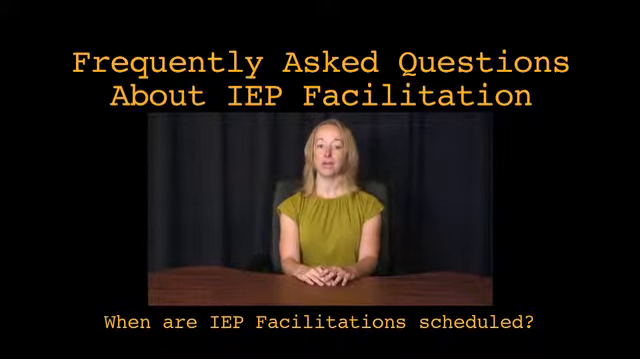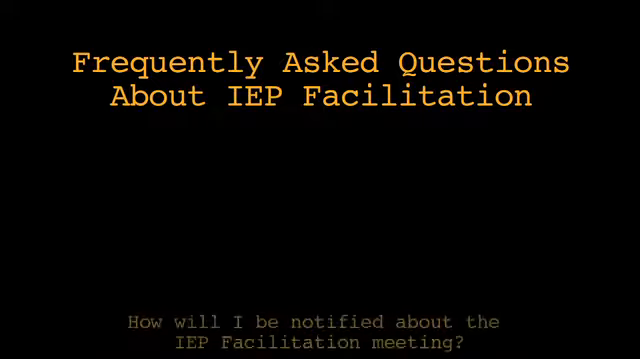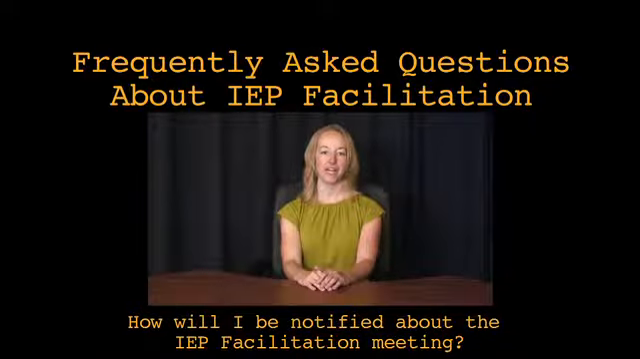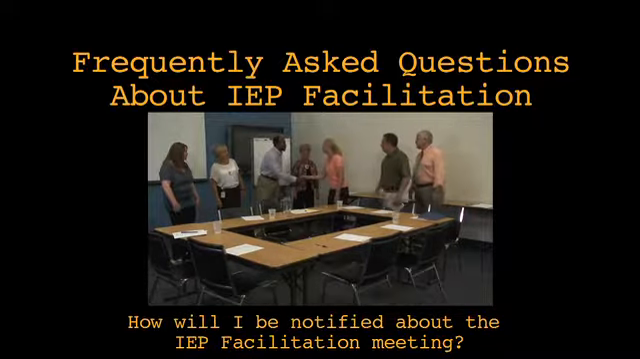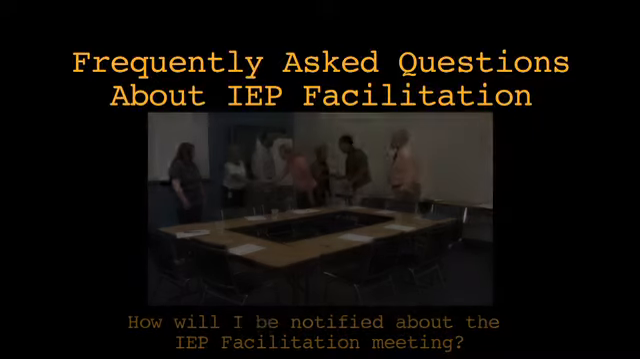Just as for any IEP meeting, the IEP facilitation meeting is scheduled by the school at a time and place that is mutually agreeable to all required IEP team members. How will I be notified about the IEP facilitation meeting? Notification about an IEP facilitation meeting is the same as any other IEP meeting. The school district is still required to give proper notice of the IEP meeting to the parents, including the purpose, time, location, and list of who has been invited.